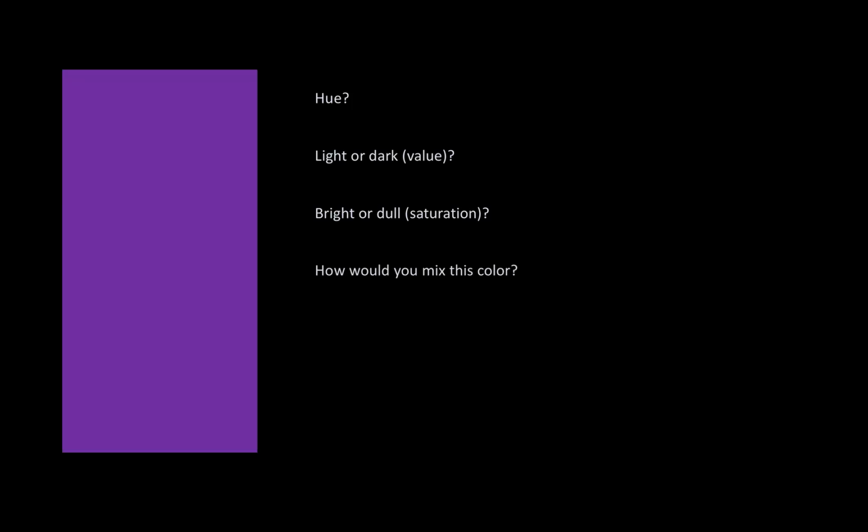And for this one, see what you'd get. And here's what I got. It's really important to see value and saturation separately. You can have a color that's light and dull, or dark and bright, like this one here. The light and dark are very different than bright and dull. They're two separate things. And finally, here's just one more for practice.